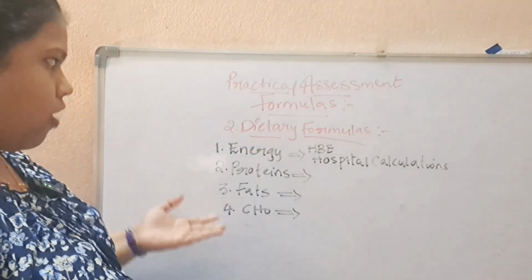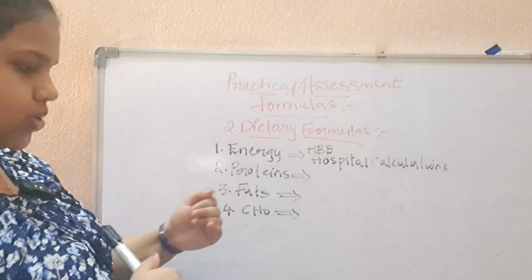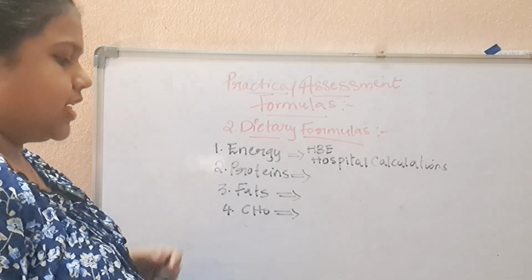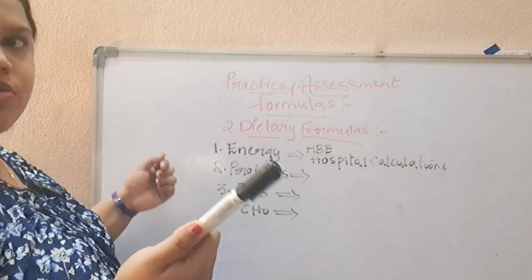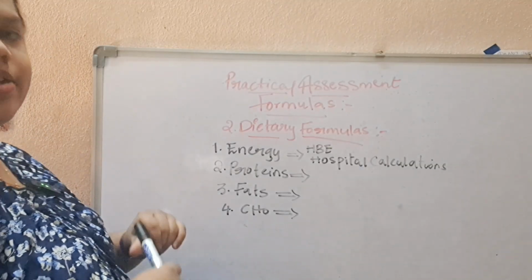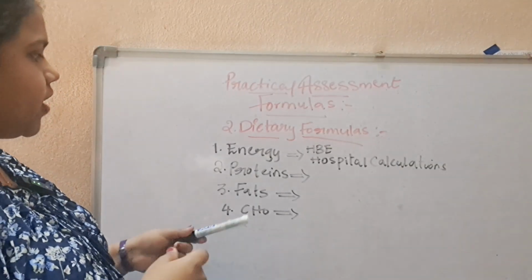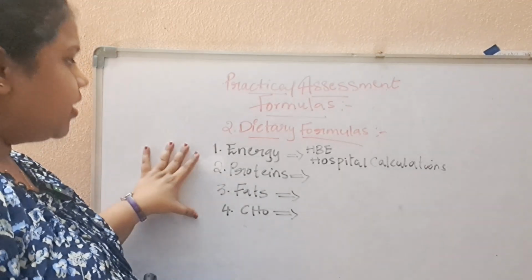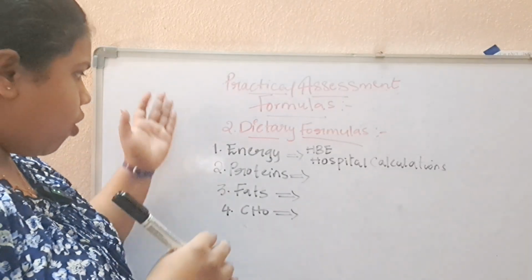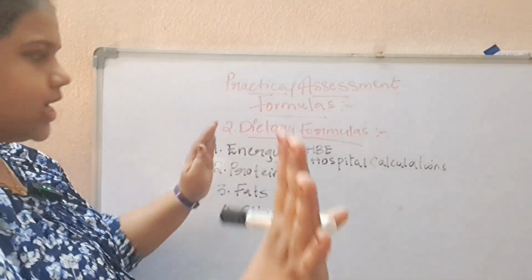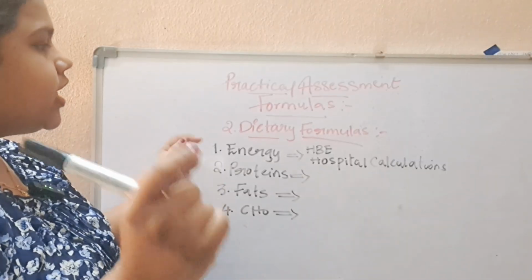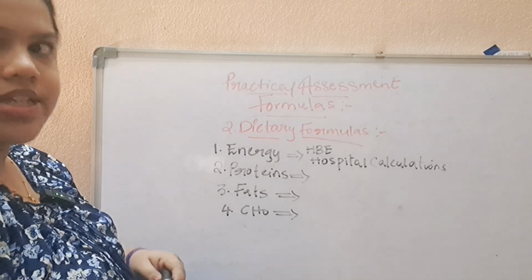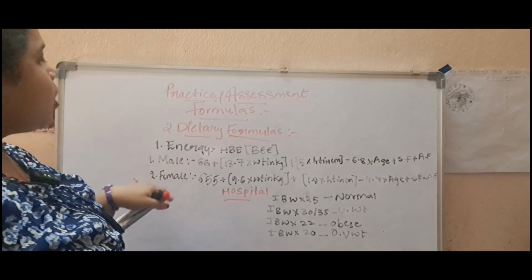Okay, so obviously we are going to write proteins, fats and carbs as well. So for energy, 1 gram is equal to 4 kilocalories, and protein, 1 gram is equal to 4 kilocalories. Fats, 1 gram is equal to 9 kilocalories. Obviously carbs as well. So in this way we are going to write the formulas. You know the theory of all this, so I am not jumping into theory, I am going with the formulas only. So in energy I will write Harris-Benedict equation, and also I will write hospital calculations as well. So this is the formula of energy.